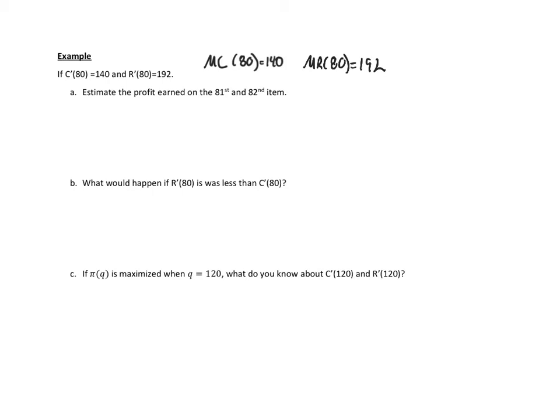Well, the marginal profit, or the profit produced by each additional item, would be 192 minus 140. It's $52. That means each additional item we're actually generating $52 of profit. So the 81st item would generate an additional $52 in profit. And the 82nd item would be double that, or would generate $104 in profit.